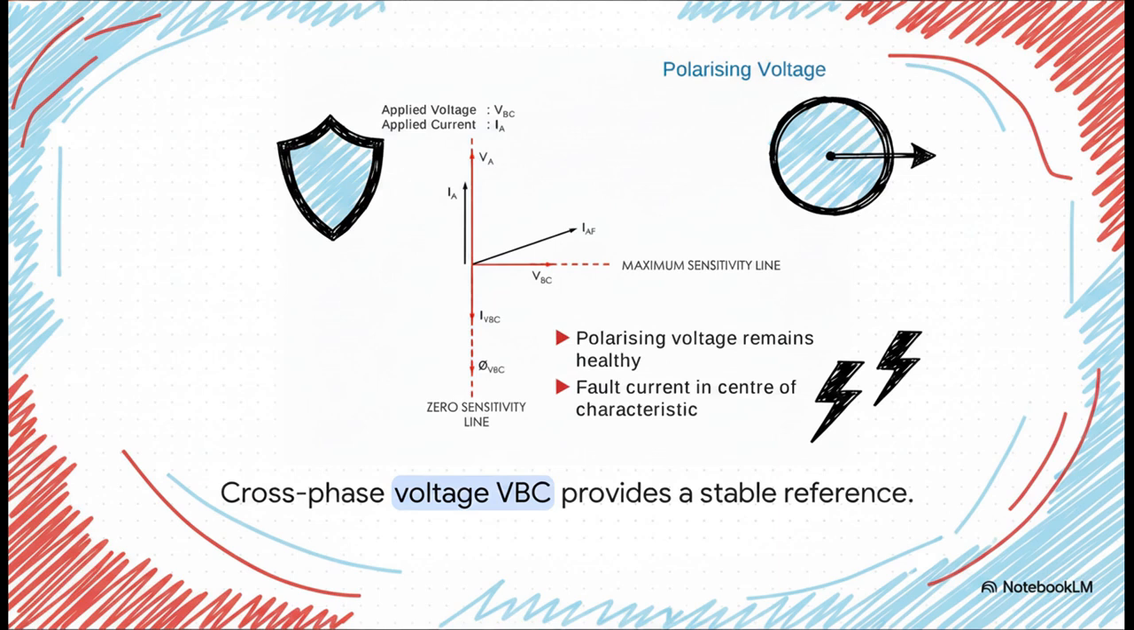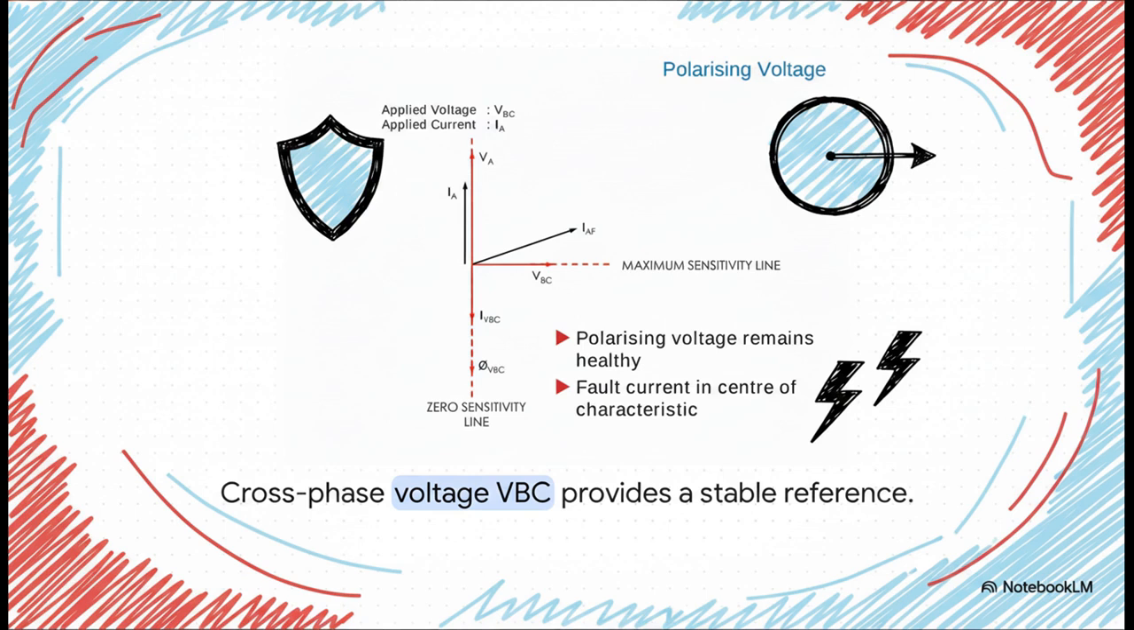So here is the clever workaround. Instead of using phase A voltage, we use the cross-phase voltage, voltage BC. By grabbing the voltage from the other two phases, which, by the way, stay relatively healthy and stable during a phase A fault, we establish a rock-solid reference.